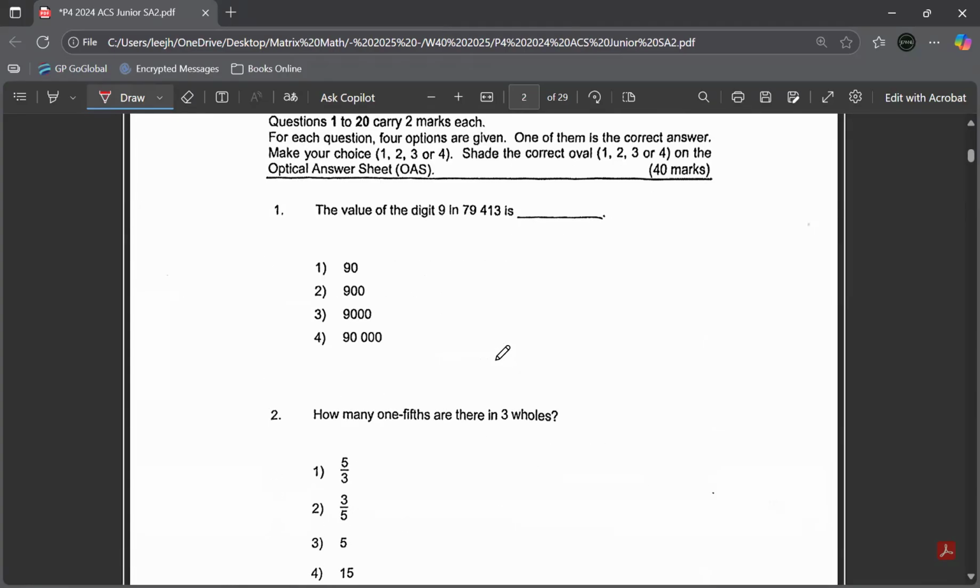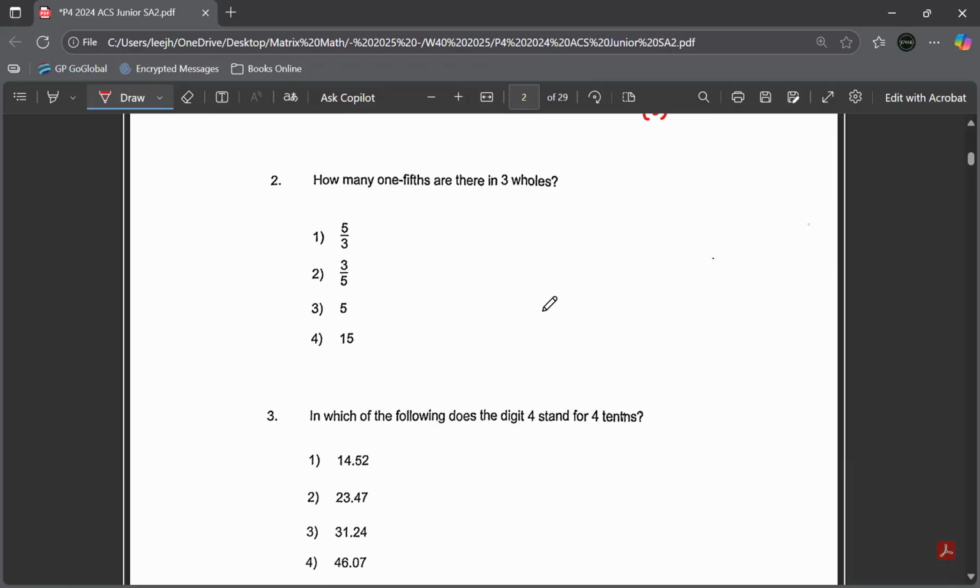Okay, question one. The value of the digit 9 in 79,413 is what? So the digit 9 is here. So what is the value? It doesn't only plainly stand for 9. It can stand for 9, 90, 9,000, or 900. So if you look at the place here, it's in the thousands. So the value is actually 9,000, which is number 3. Okay, so you need to know your value. What's the meaning of value? Okay. Question number 2.